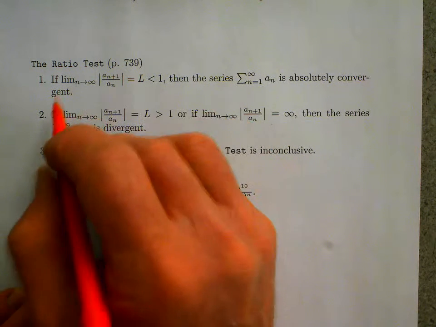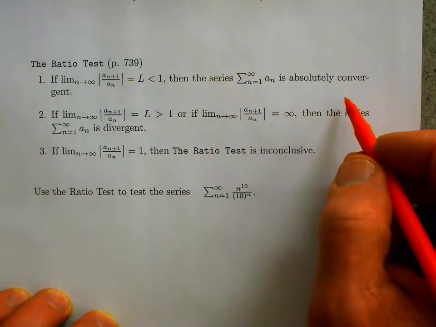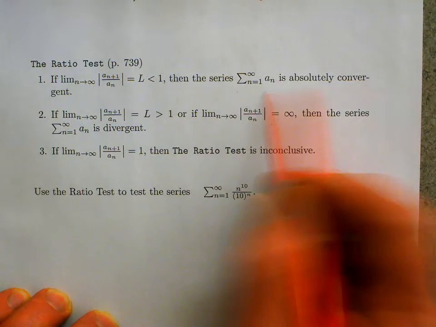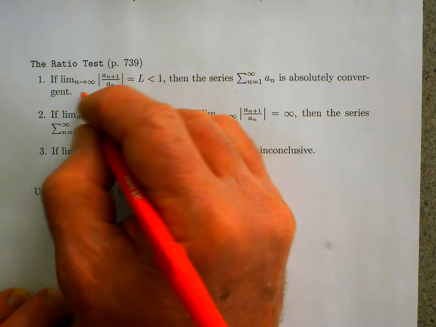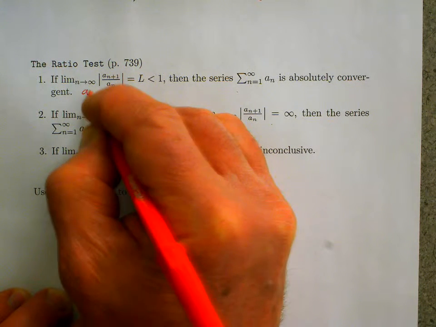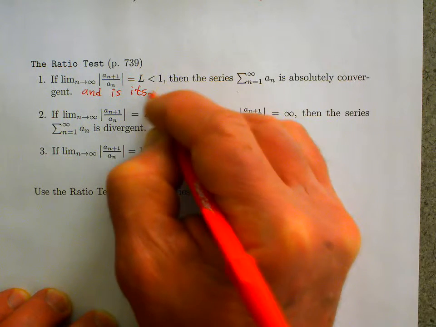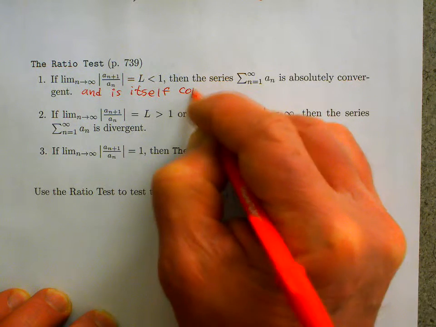So maybe I should have written that in there. It is spelled out in the textbook. If this series is absolutely convergent, and is itself convergent by the theorem.